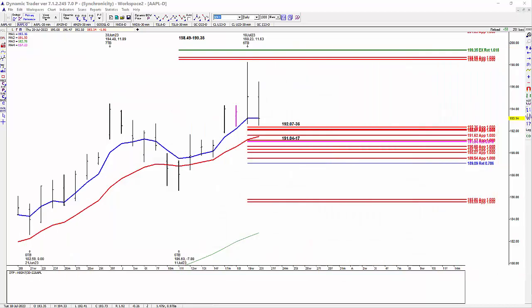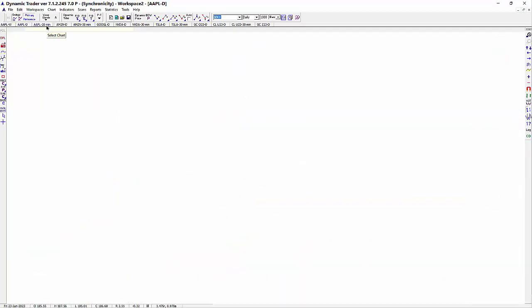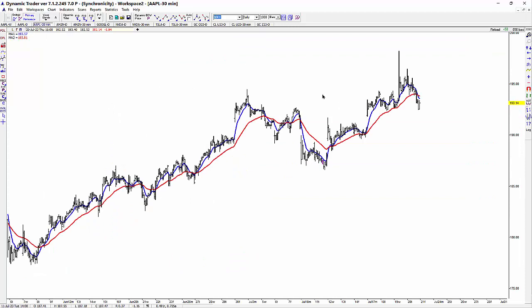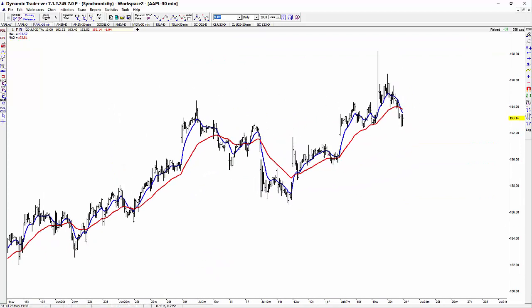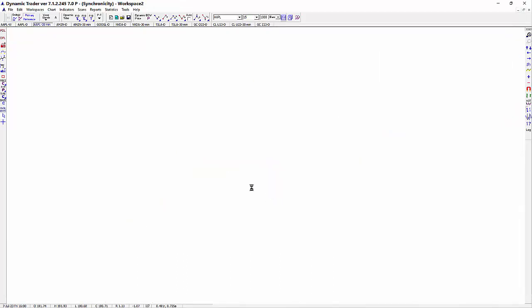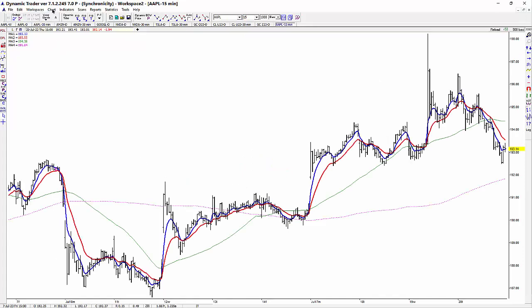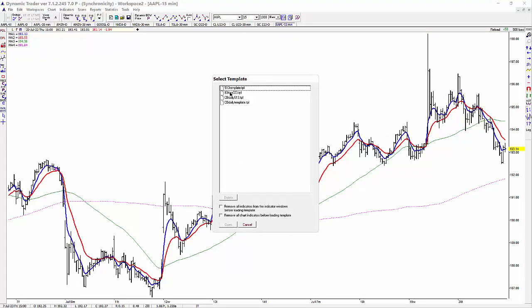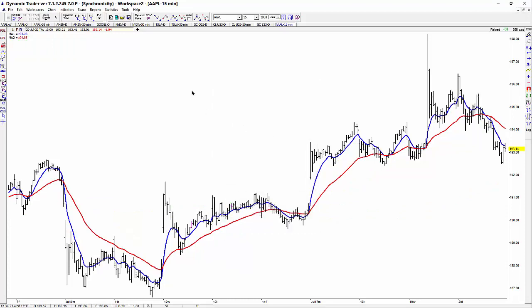Actually, I can probably do that chart over here. All right, let's go to a 15-minute chart. 15, not 30. Okay, and then chart, load template. I'm using the 8/34 EMA template.